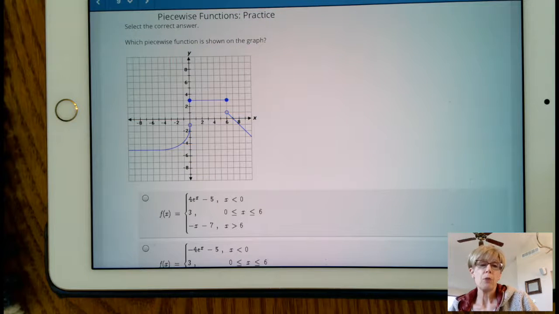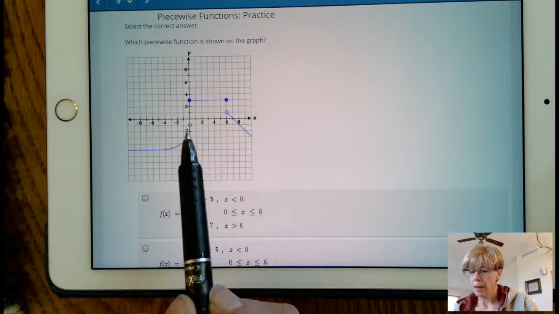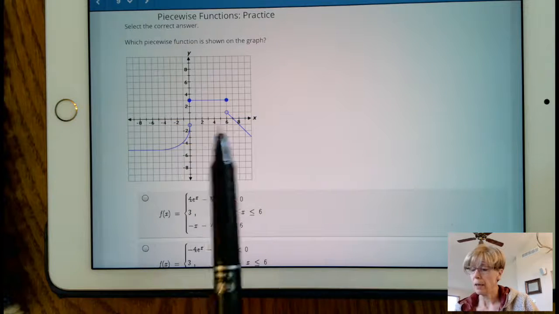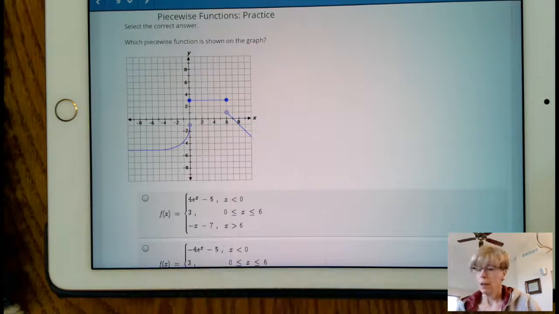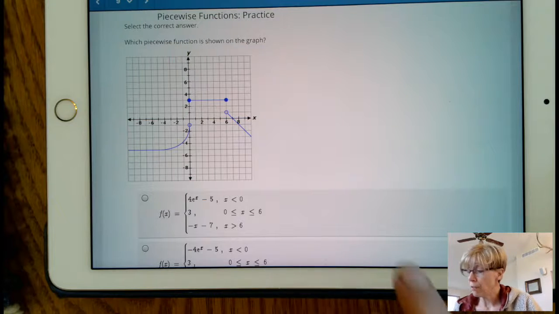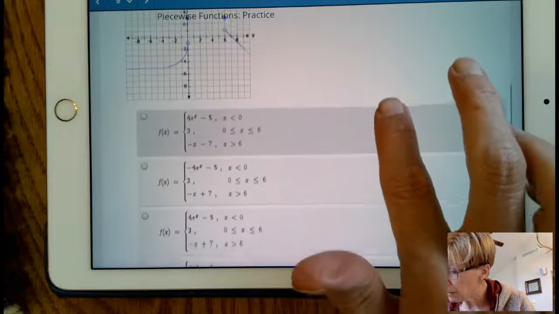Which piecewise function is shown on the graph? Well, when I look at this, the first part that I look at is not this part. I actually look at this one. And hopefully what can happen is I can eliminate one of my answers or more in our multiple choice section based on what's offered or what's listed down here.